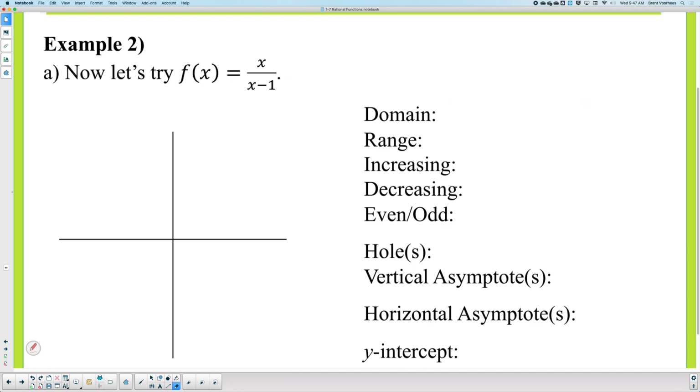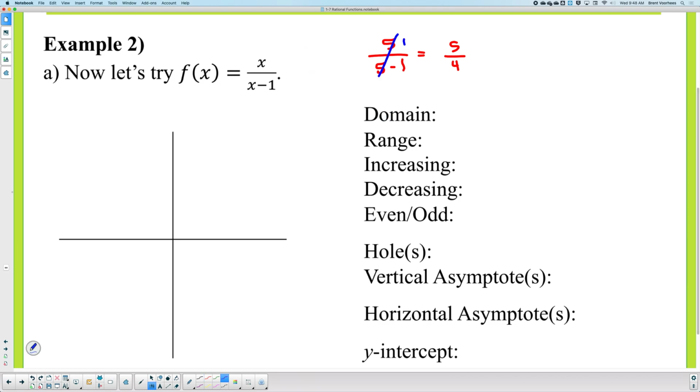Let's plug in some numbers and see. Someone pick an X value. What's your favorite number? 5. I hear 5. Giovanni was quick on it. What if it was a 5? If I did 5 over 5 minus 1, what would that mathematically equal if you simplified? 5 divided by 4.